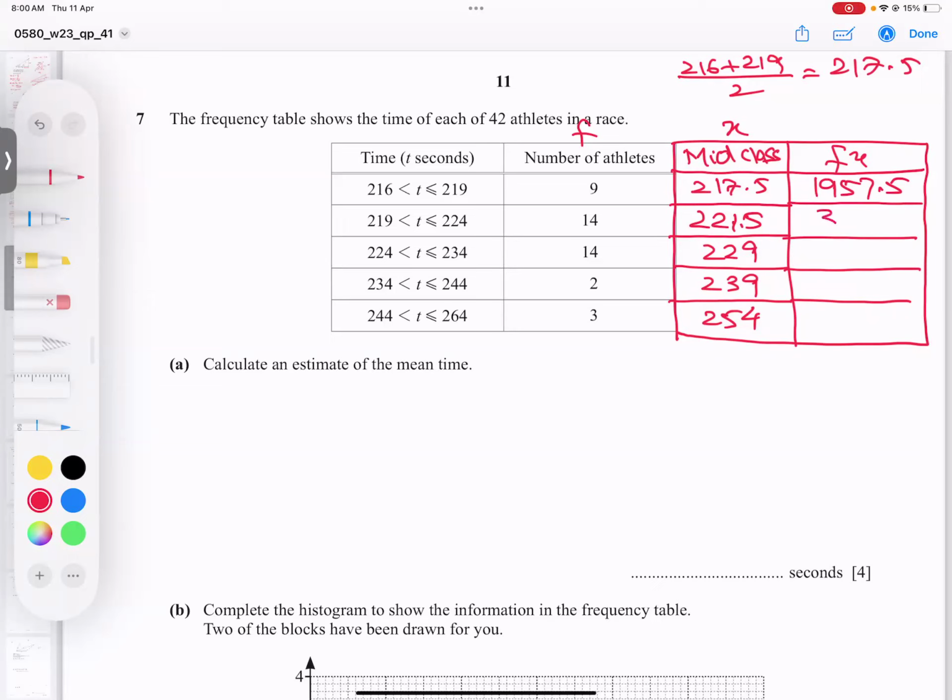So 221.5 times 14. Sorry, 3101. Okay. Now the next number, 229 times 14, and my value is coming 3206. Let me recheck the previous one, into 14. Yeah, correct, 3101. Next, 239 into 2, so it is coming 478. And the last value, 254 into 3, so 762.